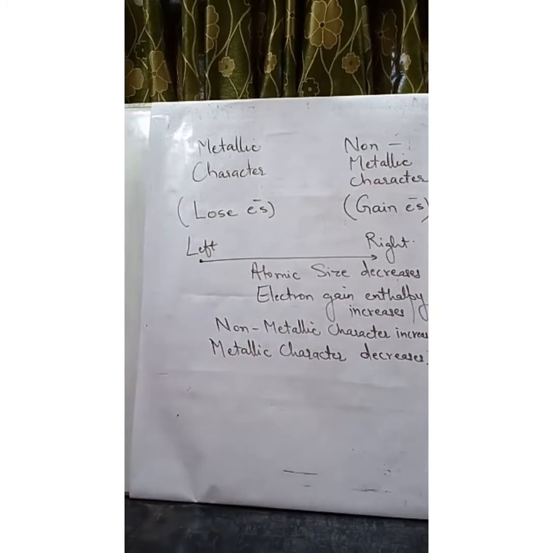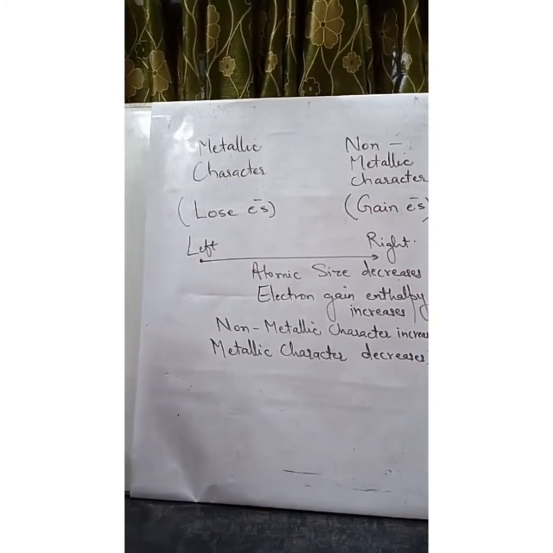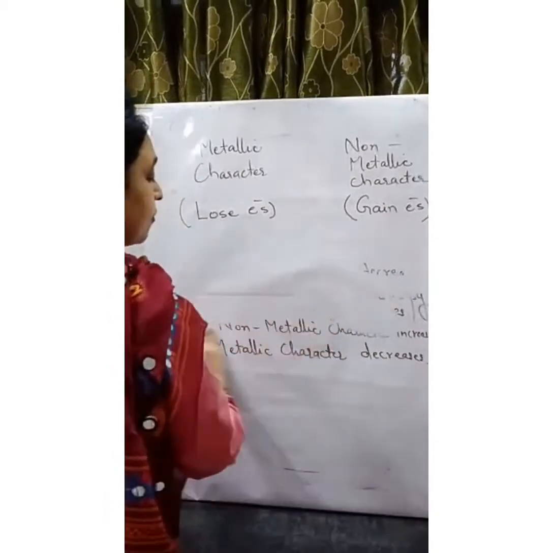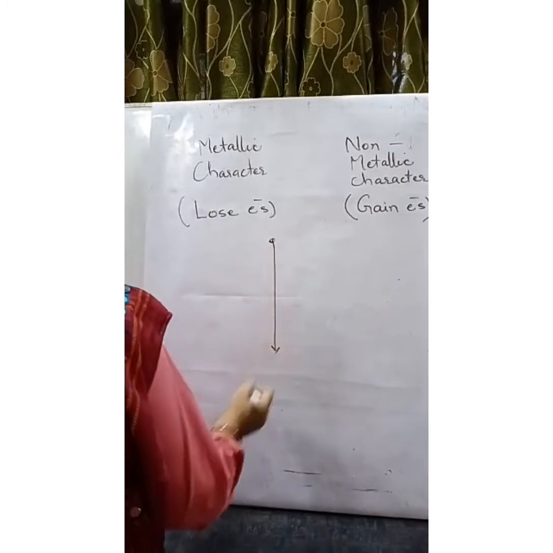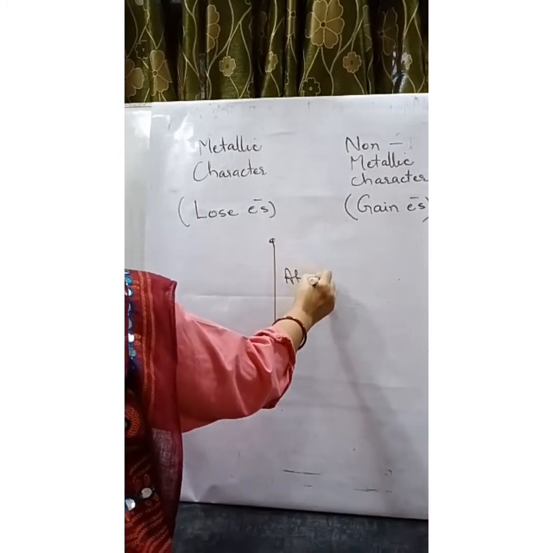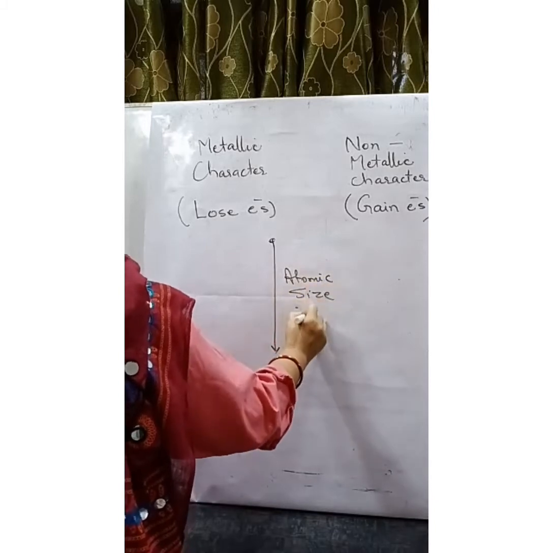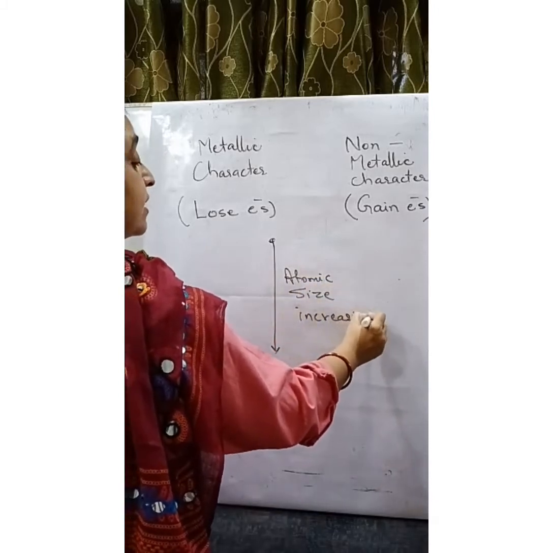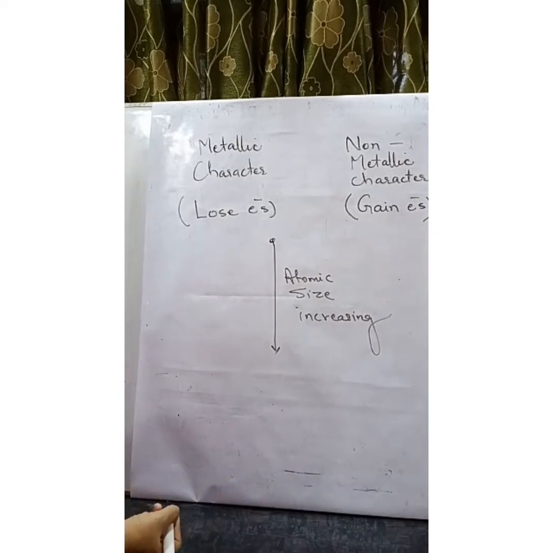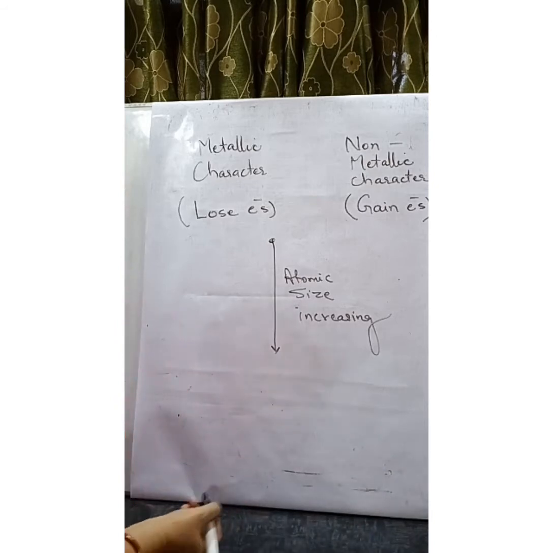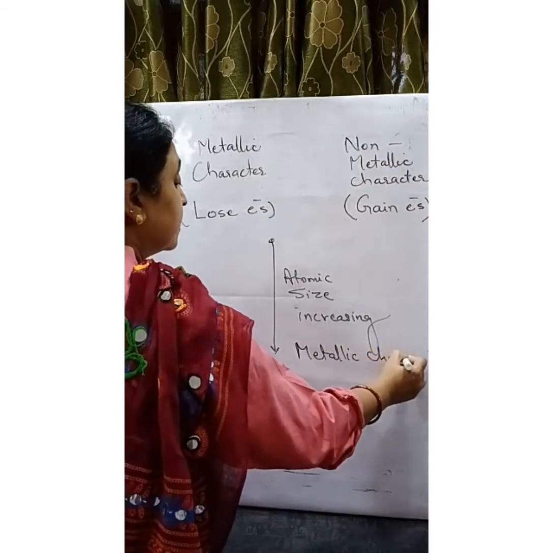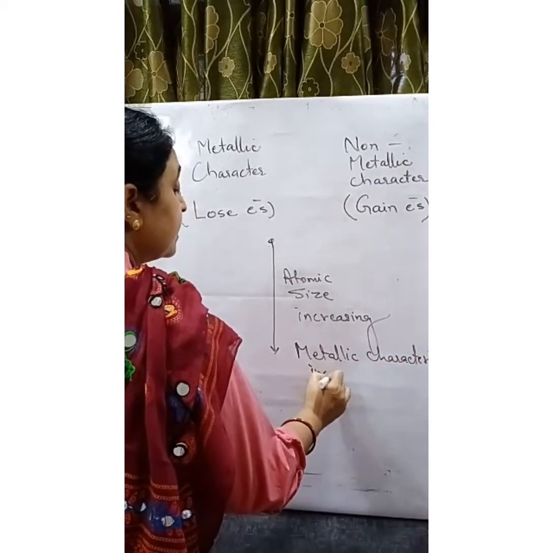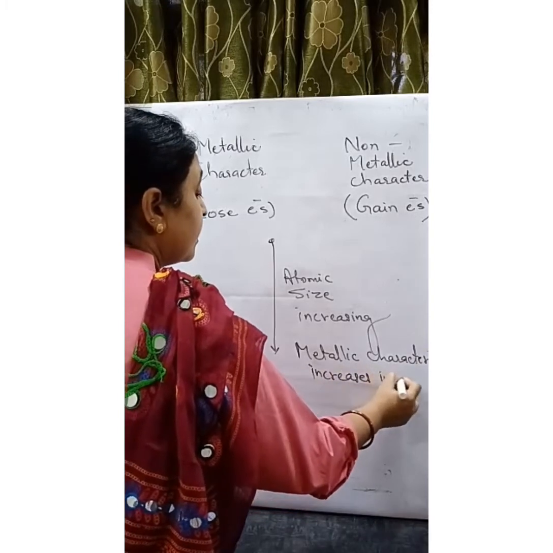Now let us see what happens when we move from top to bottom. As you are moving from top to bottom, atomic size is increasing. Size is becoming bigger. The nucleus is not able to attract the outer electron. So the tendency to lose electrons increases. So we can say metallic character increases in a group.